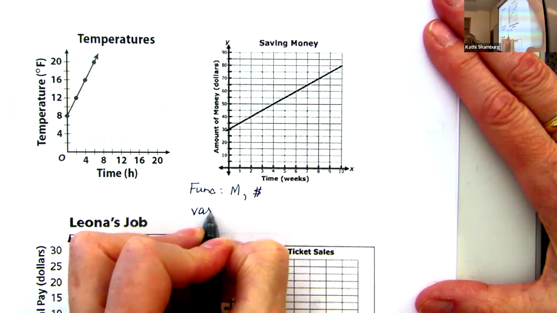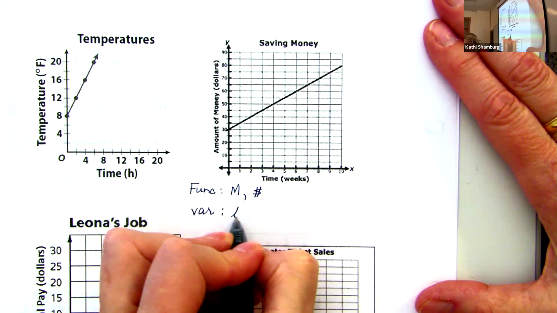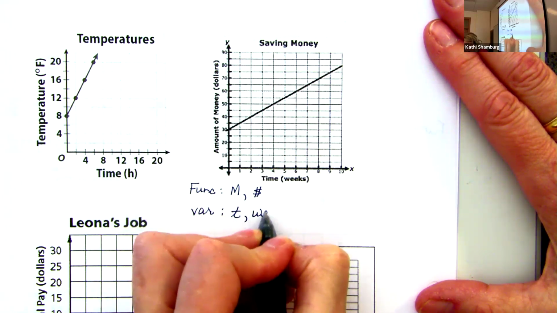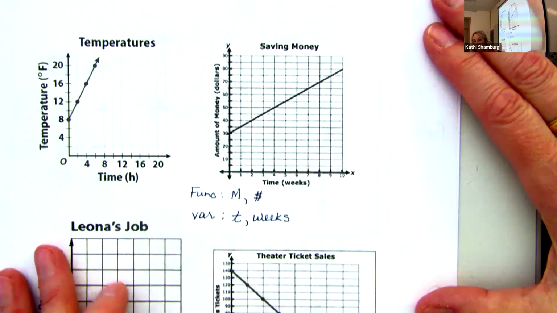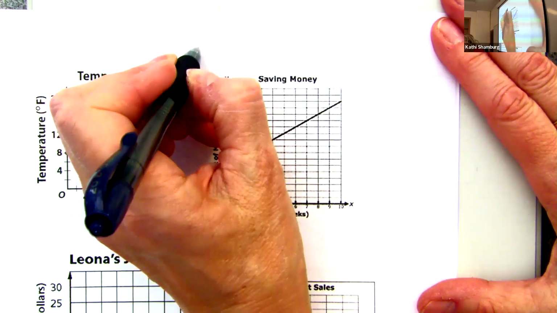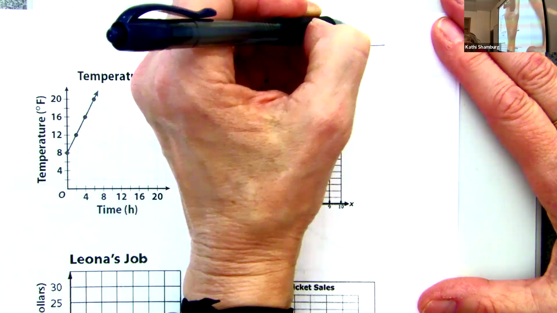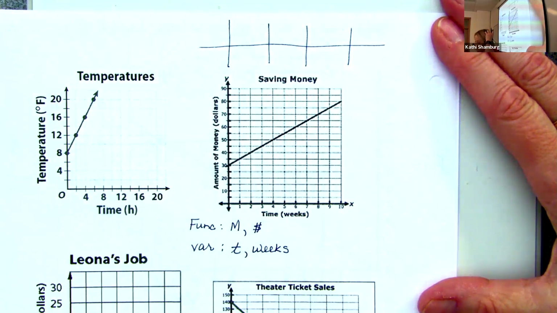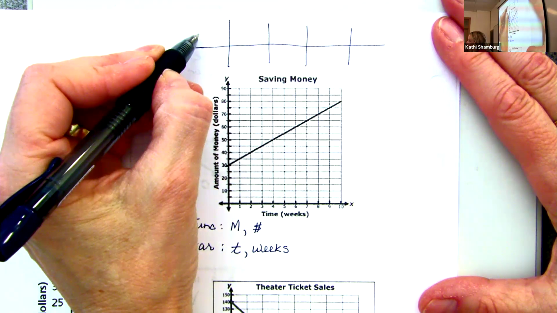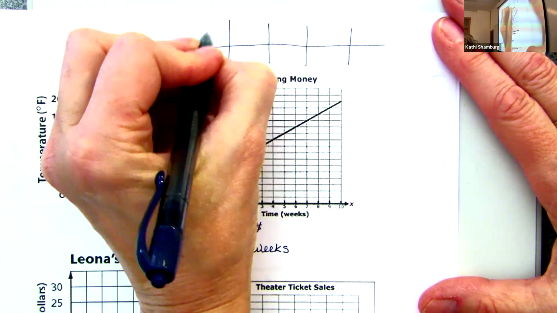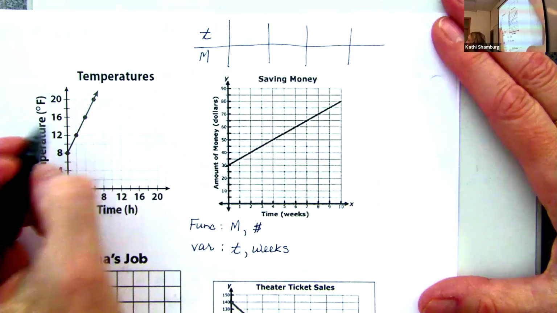My variable is, I'm going to call it T, which is time in weeks. Now, if I were to create a table based upon this graph, then I know that what goes on top is your variable, which we called T. So this is T weeks. This would be M money.